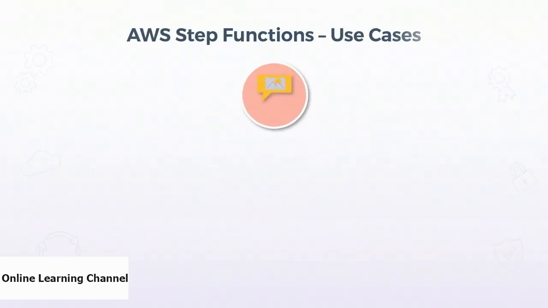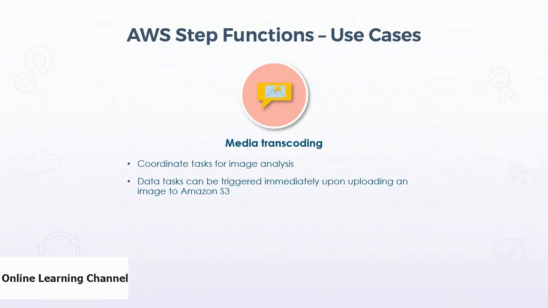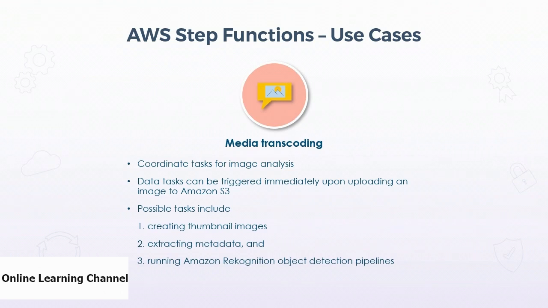Another use case of AWS Step Functions could be media transcoding. The Step Functions can be used to coordinate tasks for analyzing image files immediately after upload. For example, after a photo is uploaded to Amazon S3, AWS Lambda can be triggered to process the data immediately. Some possible tasks for triggering could include creating thumbnail images, extracting metadata from the image, or invoking Amazon Rekognition, which will detect objects and scenes or an activity within an image.